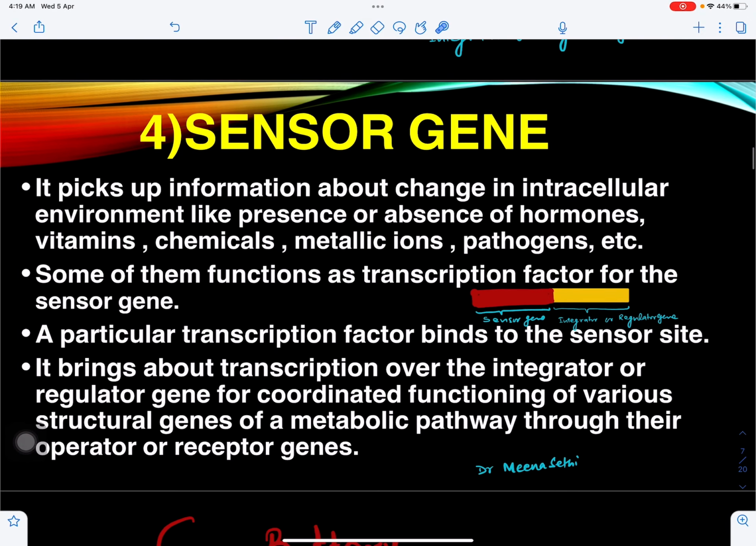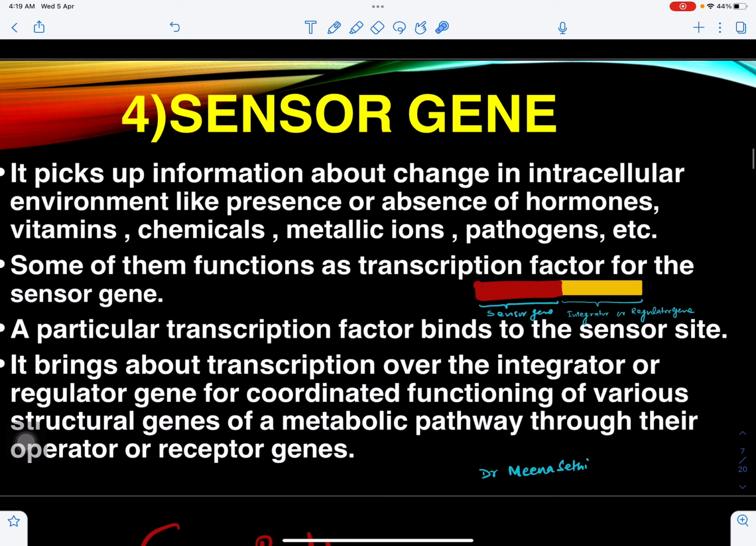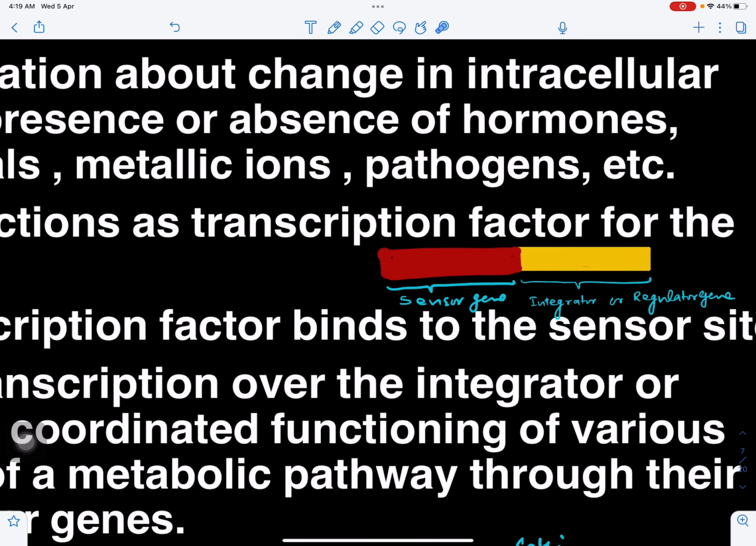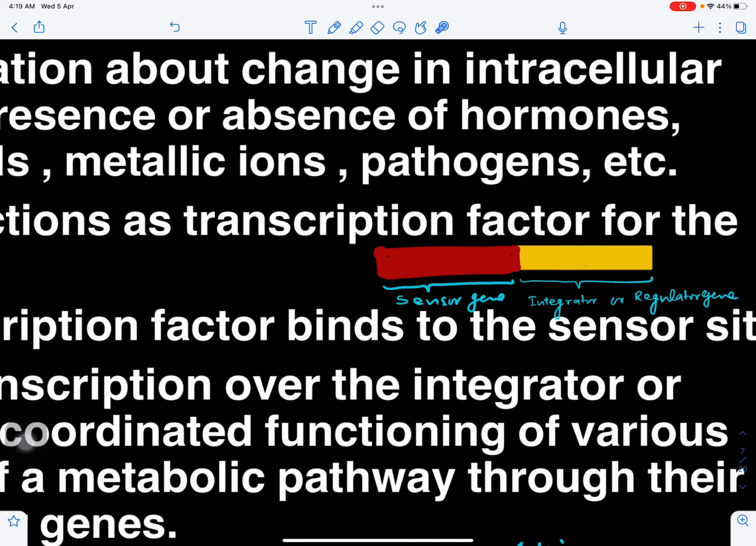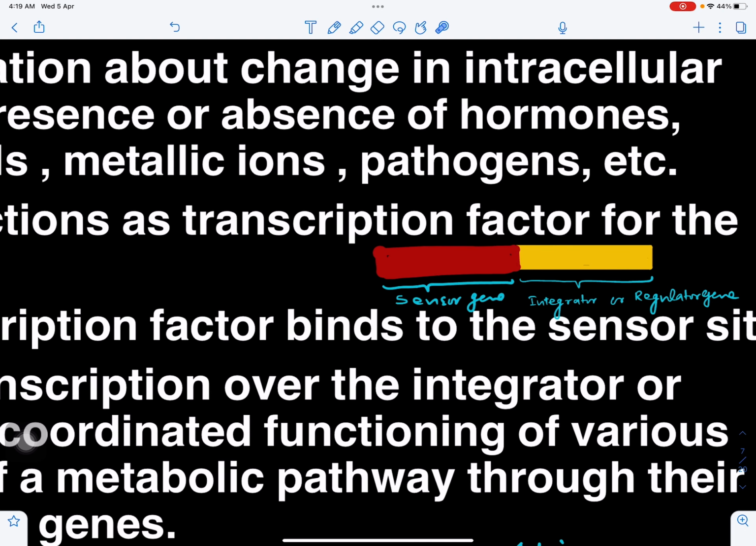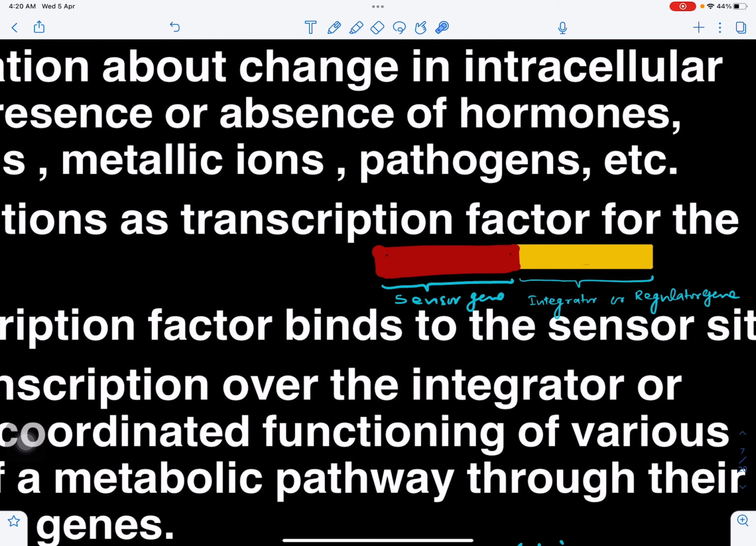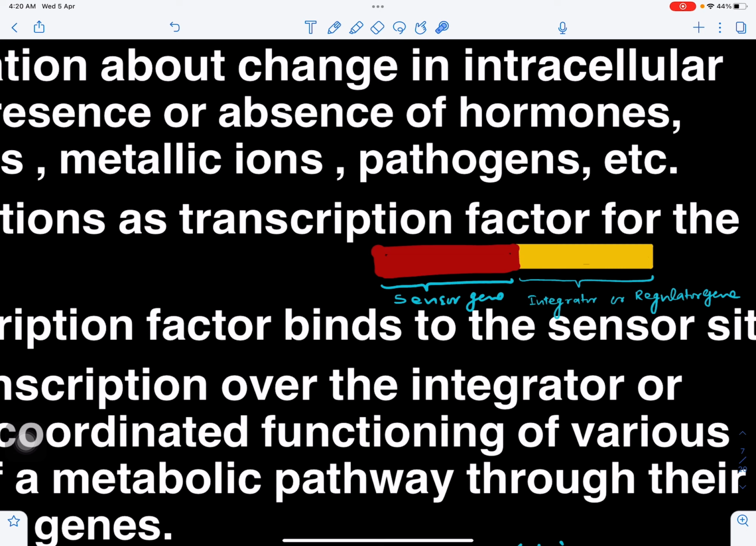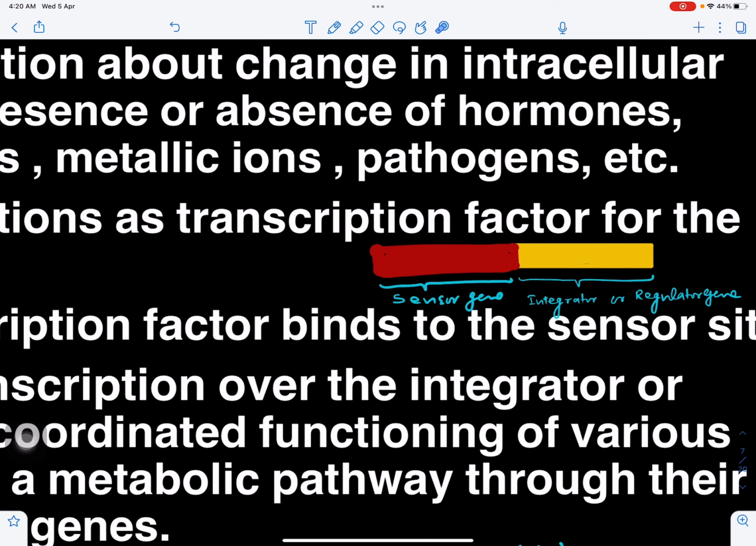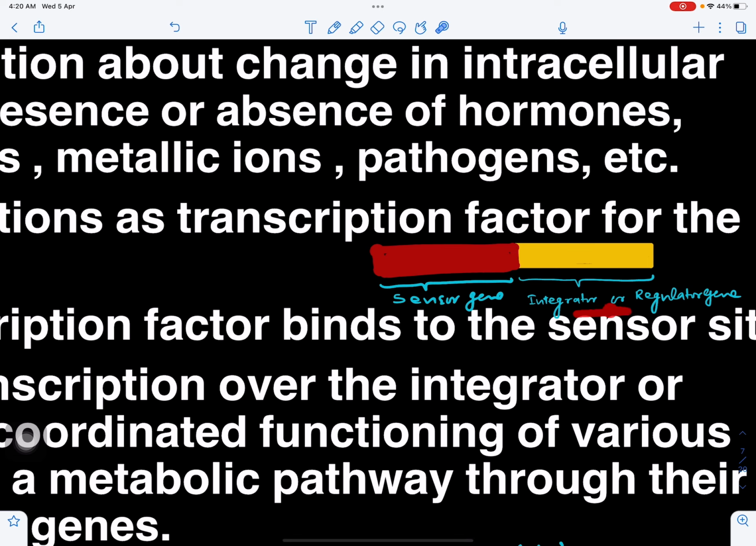The fourth kind of genes are sensor genes. As the name indicates, something is being sensed. Whether a gene should work or not, that will be sensed by the sensor gene. What are the environmental factors inside the cell? That is called the intracellular environment. Whether there are certain hormones, vitamins, chemicals, certain metabolic ions, or certain bacteria, viruses, or microorganisms. Those are going to control the integrator or regulator gene. If the sensor gene has sensed that the integrator regulator gene should work, then it will work.